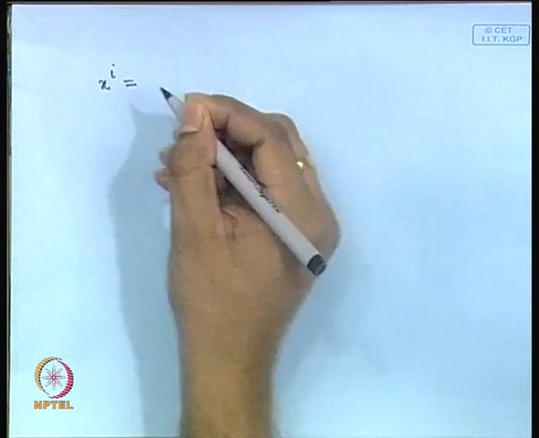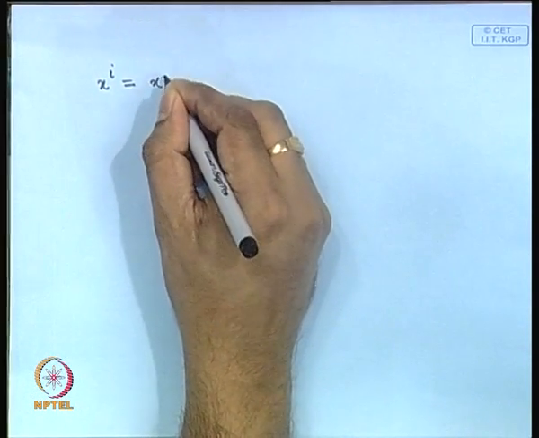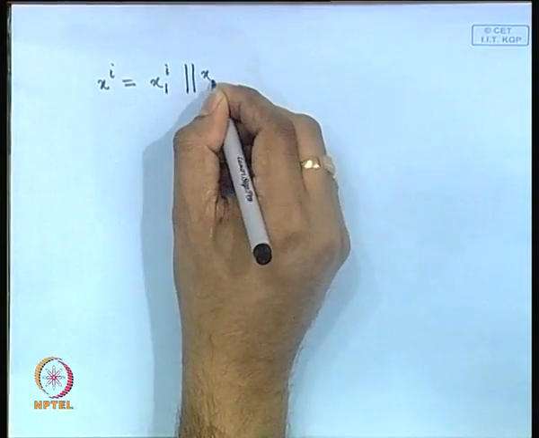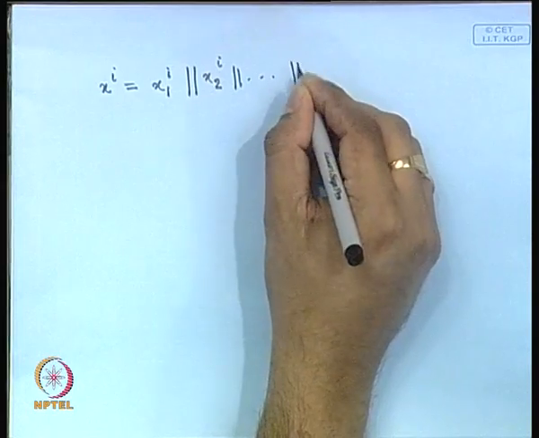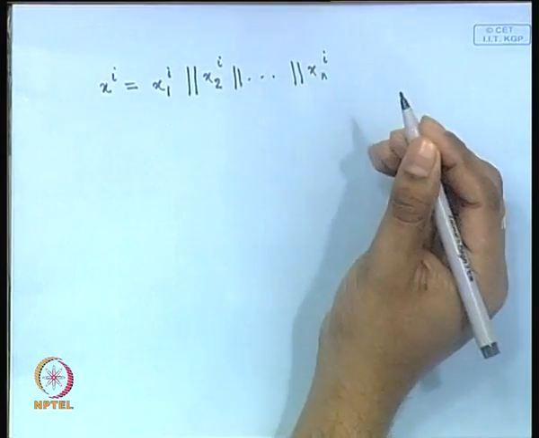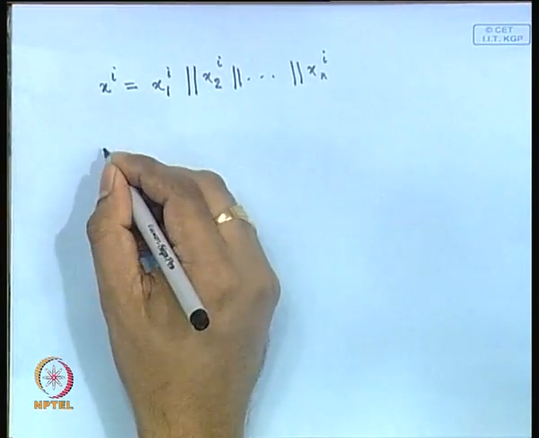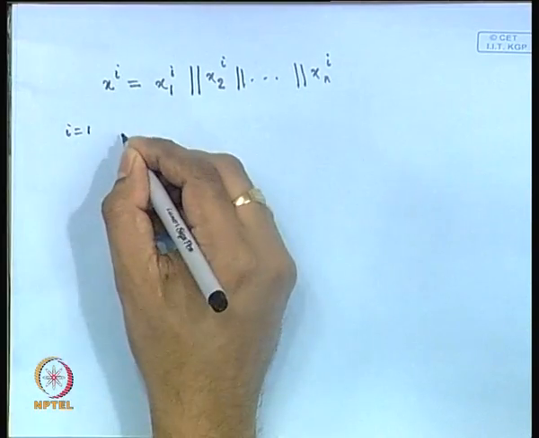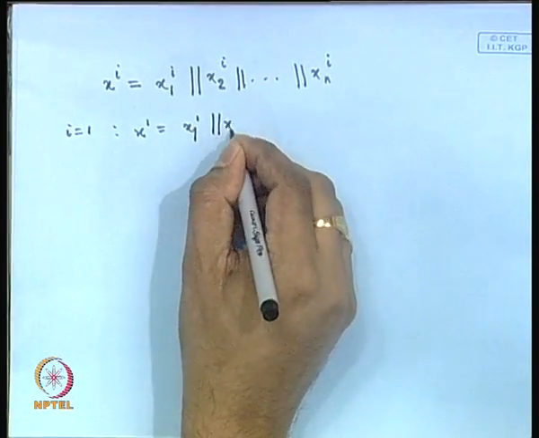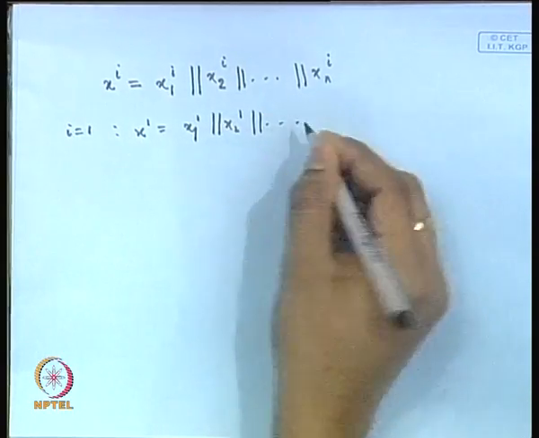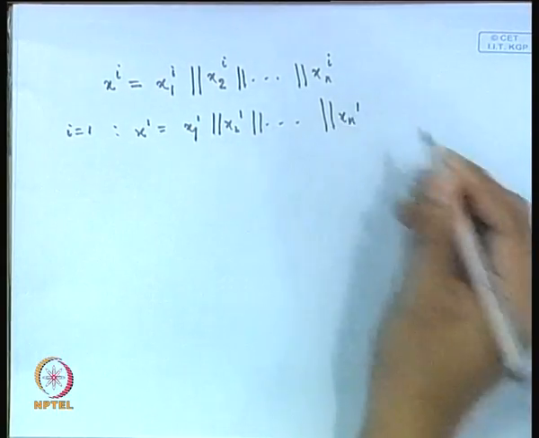You take x_i and you append x_1^i with x_2^i, and so on, up to x_n^i. So if I consider i equal to 1, it will be x_1 equal to x_1^1 appended with x_2^1 and so on, appended with x_n^1.